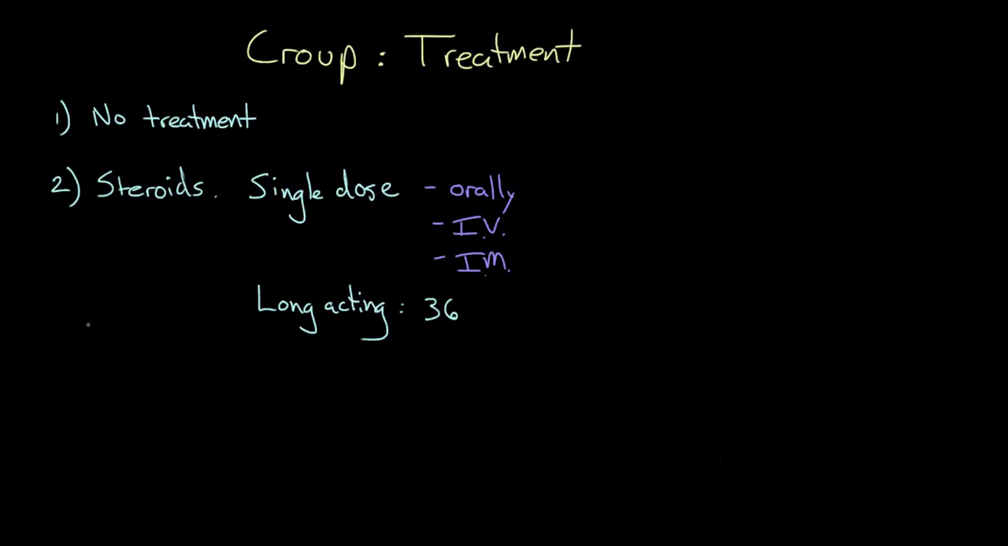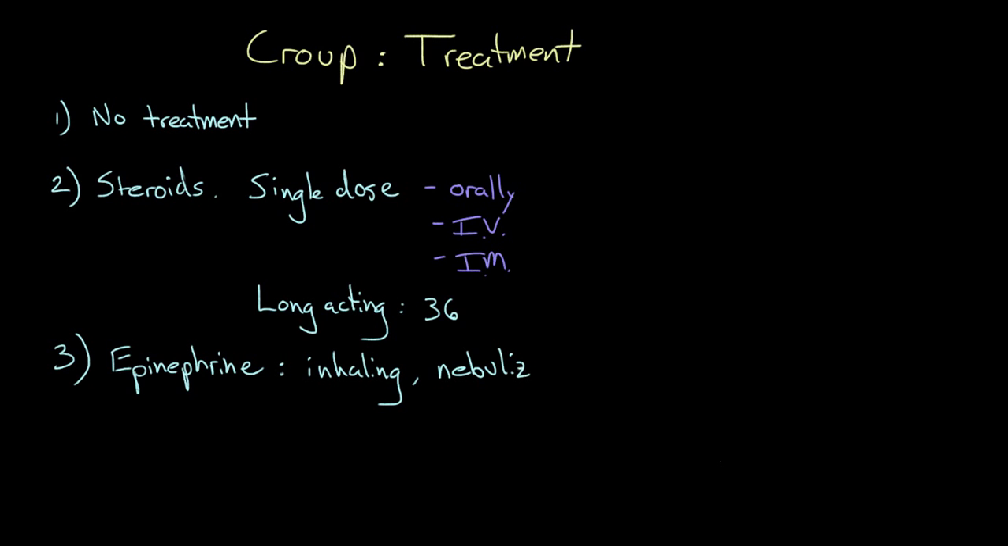If the steroids aren't acting fast enough, and sometimes they don't because steroids tend to be kind of slow onset medications, and the patient has severe enough symptoms or is in significant respiratory distress, epinephrine can be given. Epinephrine is extremely effective at reducing the edema in the airways, and the best way to give the epinephrine is by inhaling it. It's usually given in a mist or nebulized.